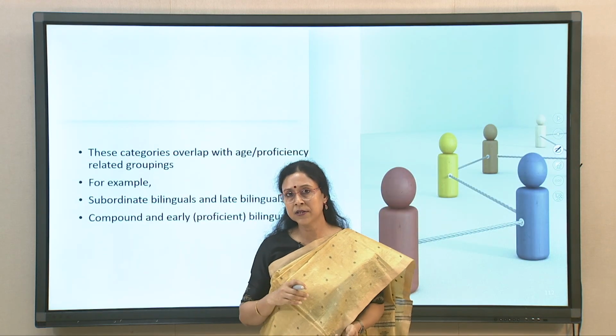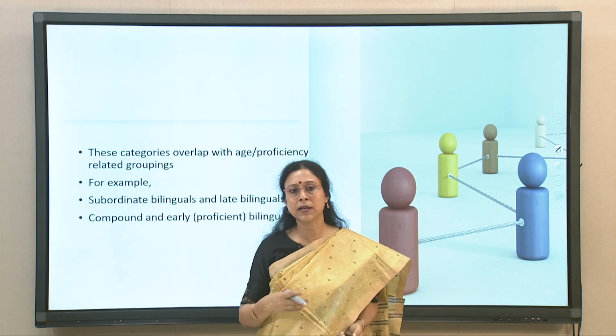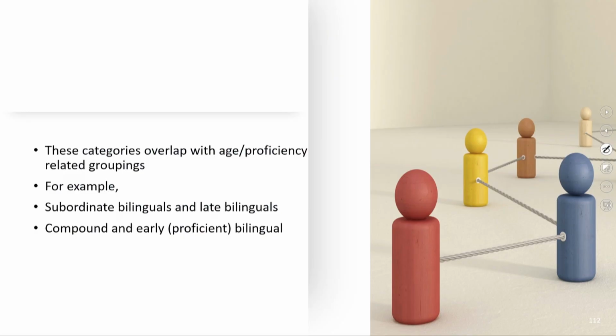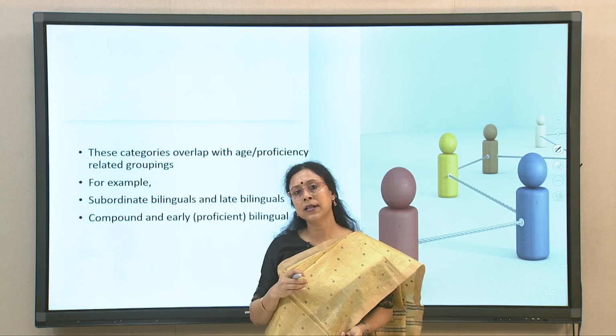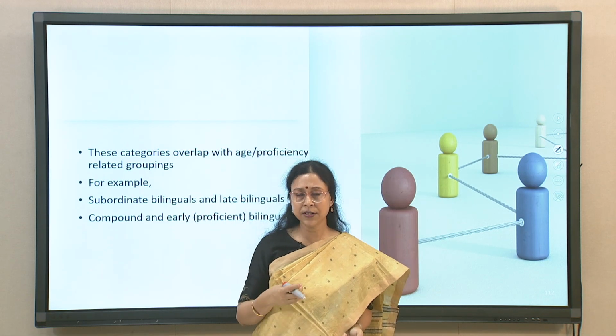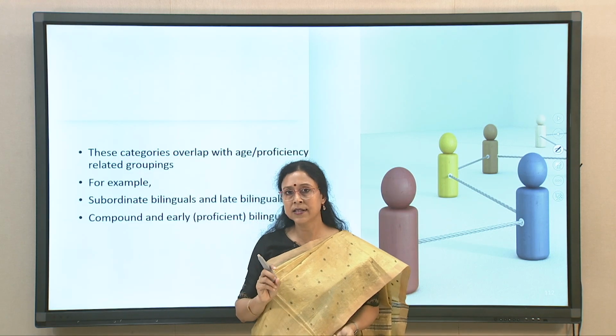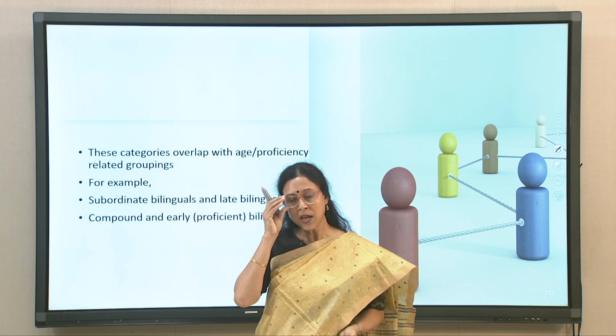Now, these older divisions can overlap with the later distinctions that we have already seen. For example, subordinate bilinguals will be more or less comparable with late bilinguals, not always, but it can be. If you are learning your second language later, then the chances of accessing L2 via L1 become higher. Similarly, there is also an interaction between compound and early proficient bilinguals. If you are an early bilingual and learnt your second language pretty early in life, then the chances of you having a single sort of storage system are much higher. So, this is where we have some parallel with compound bilingualism.